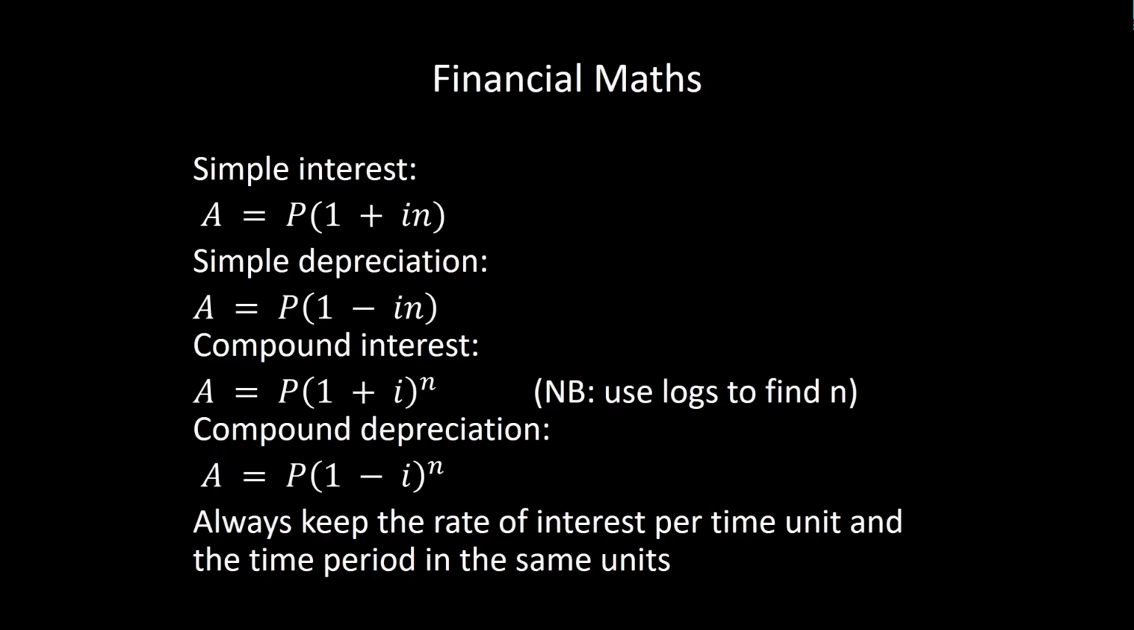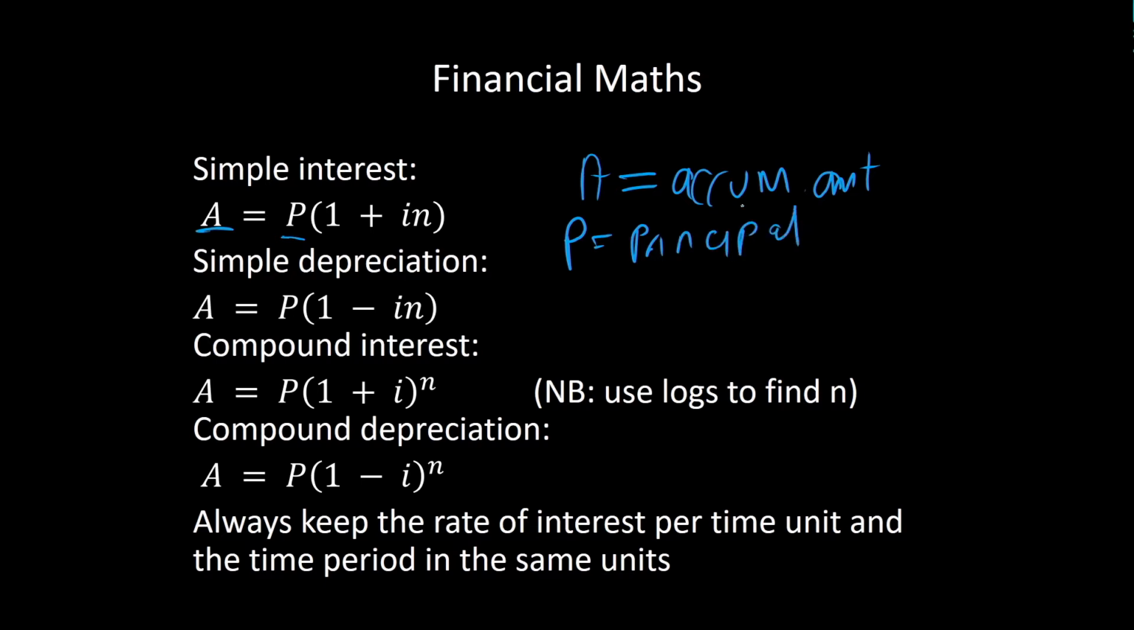Okay, so just reminding you of some of the formulae that you use when you work with financial maths. There's the simple interest formula, which is your accumulated amount is equal to your principal into 1 plus i times n. So let's just remind ourselves that A is the accumulated amount. I'm not going to write the whole word. P is the principal amount, or the initial amount invested or borrowed or whatever the case might be. i is your interest rate divided by 100, and n is your time.